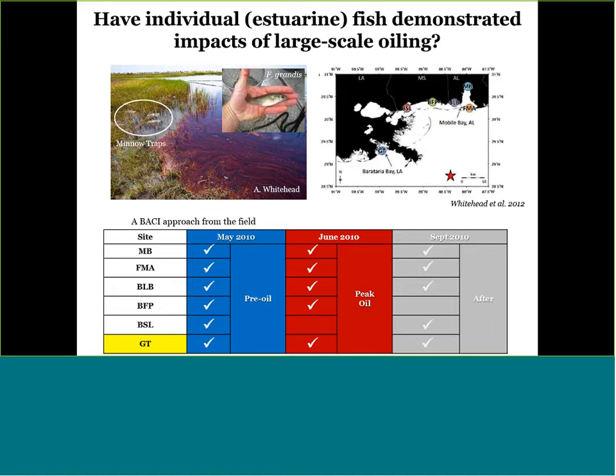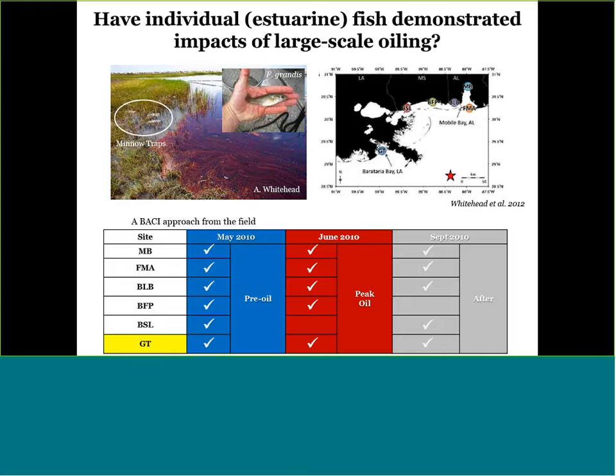And they collected these marsh fishes, like Fundulus grandis, also called cocahoe down in the Gulf, at places that were either oiled, that site called GT in Barataria Bay, Louisiana, or sites that never saw oil, which are basically all the other sites in Mississippi and Alabama. So they've got one site where they were able to collect before the spill and then after the spill, and all the other sites they collected before the spill and after the spill. But again, only one of those sites was actually impacted. So this is something called a BACI design, a before-after control-impact study.